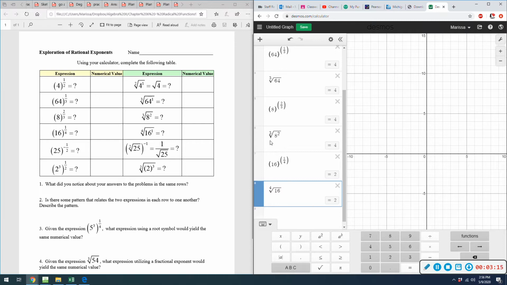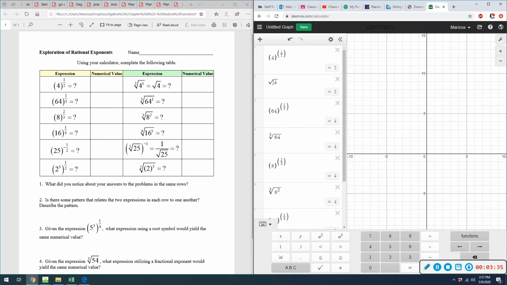I don't know if you're noticing, but I wish I could point so you could see what I was pointing to. Whatever the denominator is became my root, and whatever the numerator was stayed back as your exponent. And that happened for all of these.